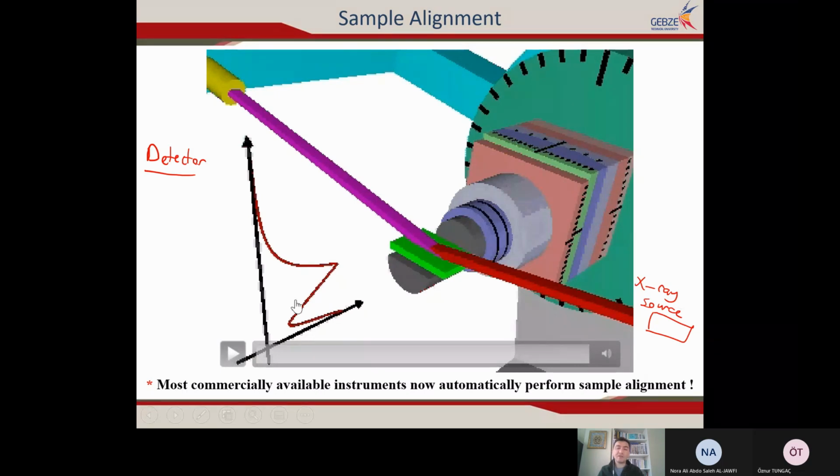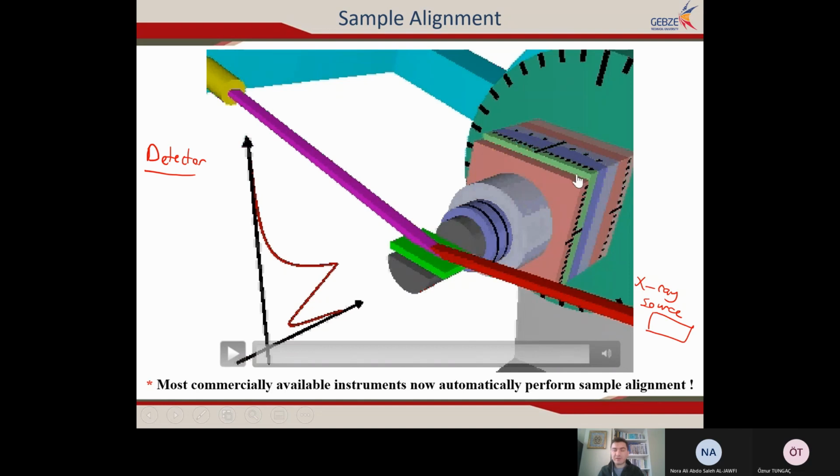Actually, before the X-ray diffraction experiments, you also have to carry out this procedure. So in old machines, in the X-ray diffractometers, for example, the X-ray diffractometers in the synchrotron light sources, you have to perform all these steps by yourself. But most commercially available instruments can do this procedure automatically.